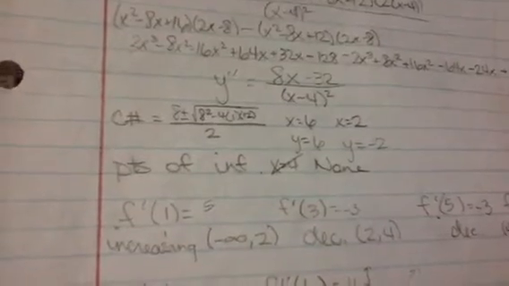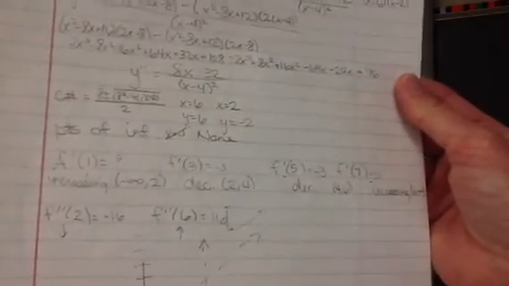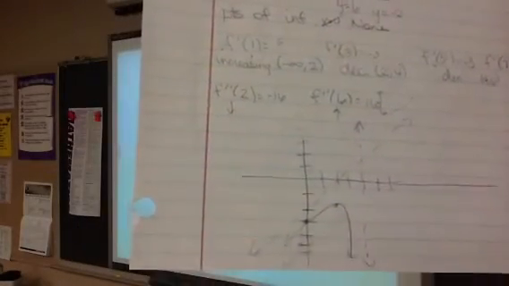You have critical numbers at 6 and 2 and negative 2. There are no points of inflection. I said x equals 4, but it doesn't change from concave up to concave down, so it doesn't count. Increasing from negative infinity to 2, decreasing from 2 to infinity, decreasing from 4 to 6, increasing from 6 to infinity. And concave down for the first interval, concave up for the second, and there's your graph.